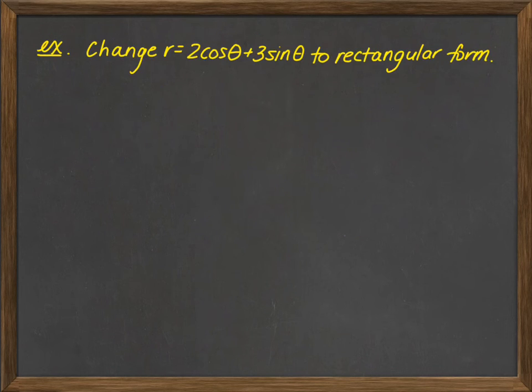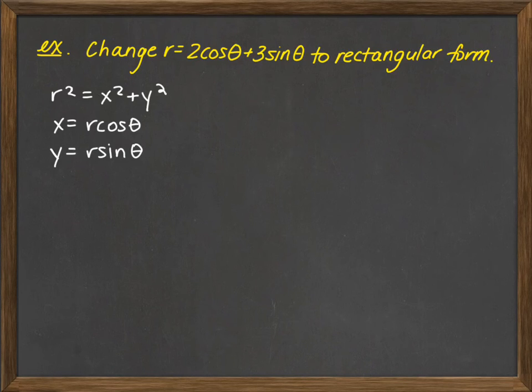Let's look at this last example. We've got r equals 2 cosine theta plus 3 sine of theta. We want to write this in rectangular form. So once again, I'll list out these relationships. We've got r squared equals x squared plus y squared. We've got x equals r cosine of theta. And we've got y equals r sine of theta. Now I'm going to rewrite my equation. r equals 2 cosine theta plus 3 sine of theta. And then let's see what we can do.